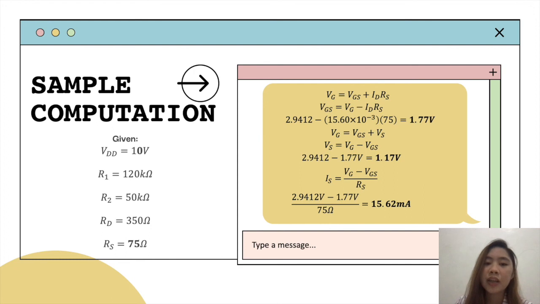For the VG, we will get VGS plus VS, and for the VS, our value will be VG minus VGS. Substituting, we will have 2.9412 minus 1.77 volts, and the answer is 1.17 volts. For the IS, we will use VG minus VGS over RS. Substituting, we will get 2.9412 minus 1.77 over 75, and the resulting value is 15.62.